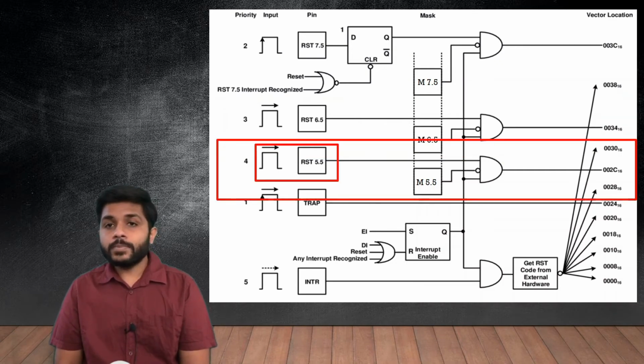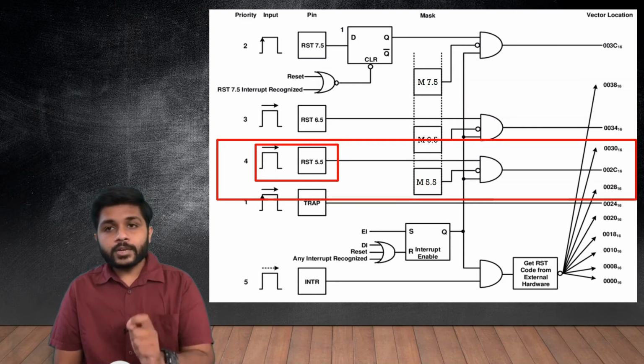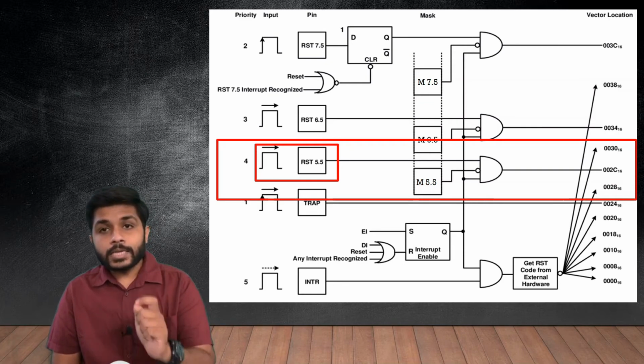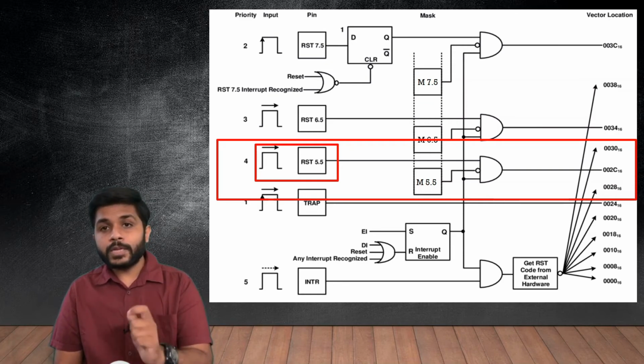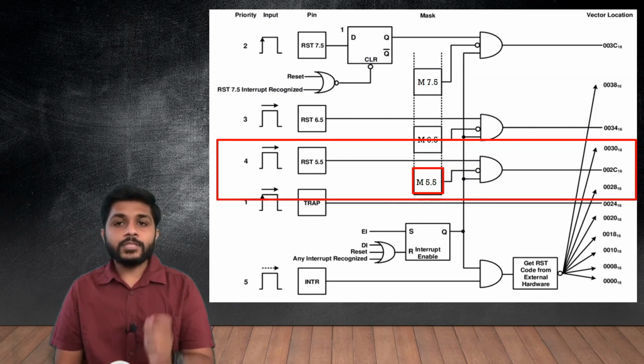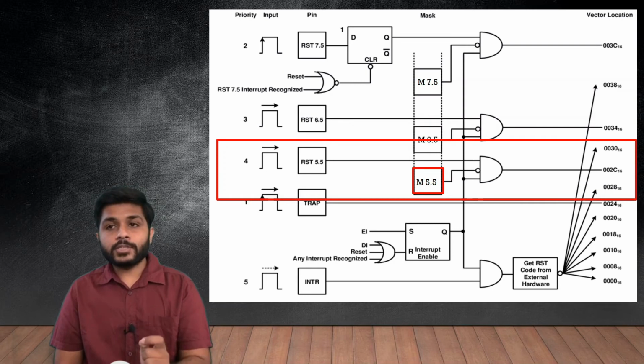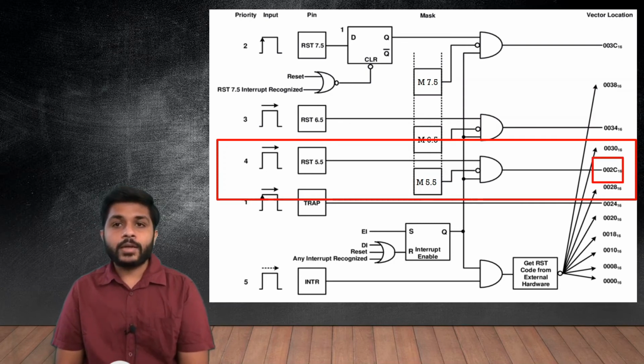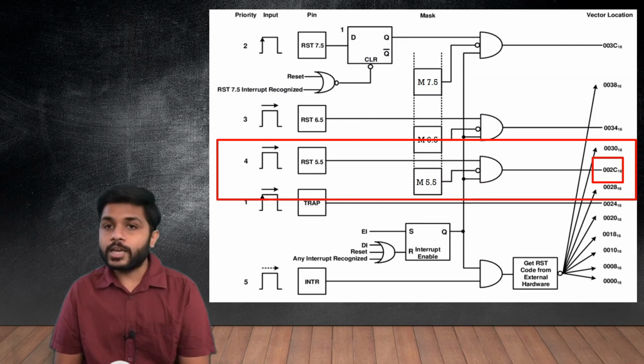The next interrupt is RST 5.5. Again RST 5.5 is level trigger. Level trigger means in order to detect this interrupt, the signal which is received at this particular pin should be high for a particular amount of time. And if this interrupt is not masked, the processor will provide the vector location. And the vector location for the RST 5.5 is 002CH.